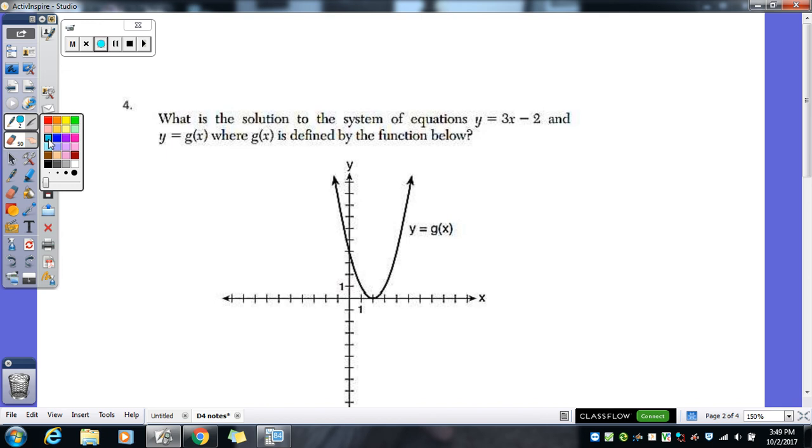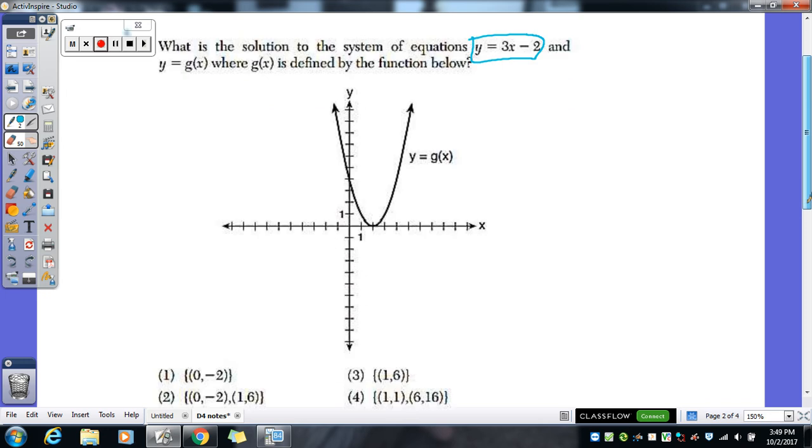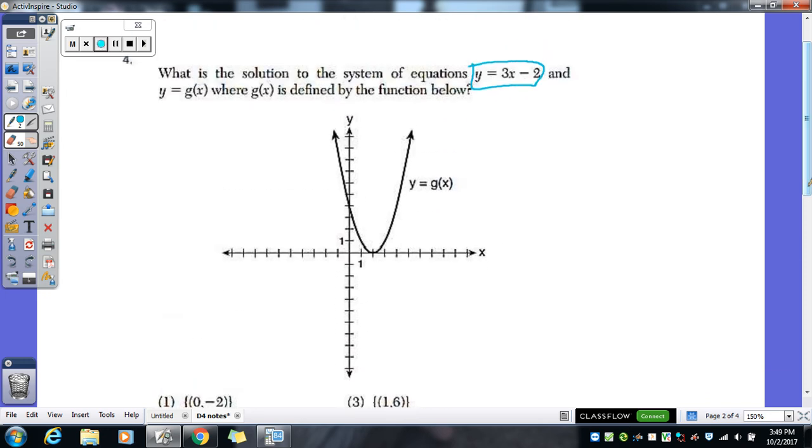Alright, take a look at number 4. So what is the solution to the system of equations here? Where y equals 3x minus 2, and then they graphed your other one for you. They graphed the g of x function. So what we have to do is graph this one on here. Thinking all the way back, we've got a slope of 3 over 1. We have a y-intercept of -2. So I'm going to go to -2, put my dot, up 3, to the right 1, up 3, to the right 1, and so on.